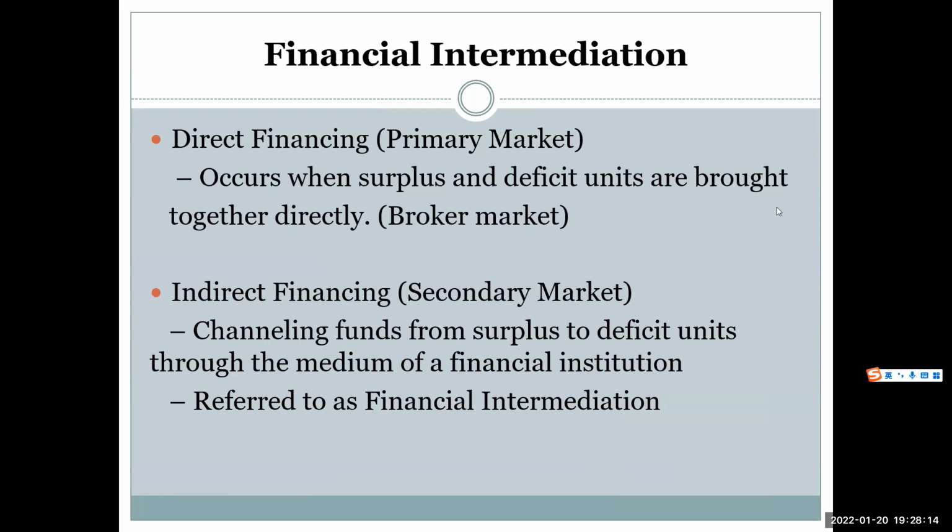So we have already mentioned financial intermediation. The direct financing is actually a primary market. It will occur when the surplus and deficit units are brought together directly, often through the broker market. And also indirect financing is mainly operated through the secondary market, so it channels the funds from surplus to deficit units through the medium of a financial institution. It also refers to the concept of financial intermediation.